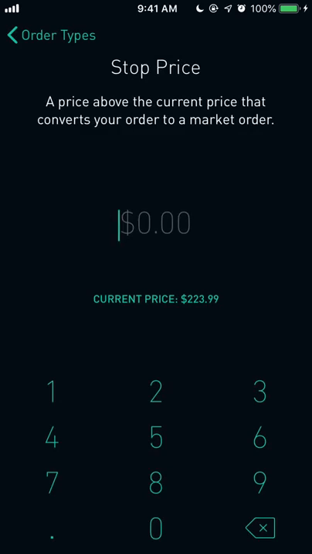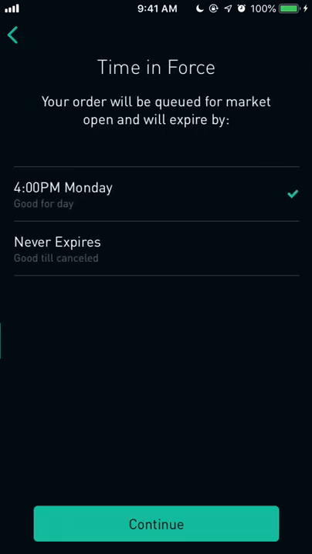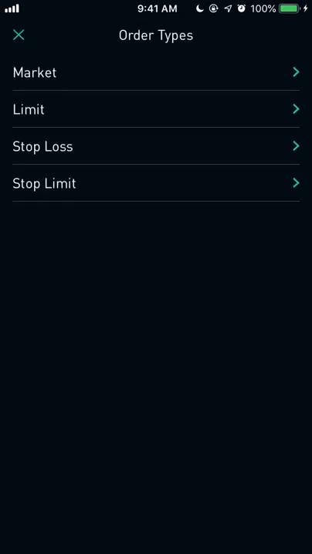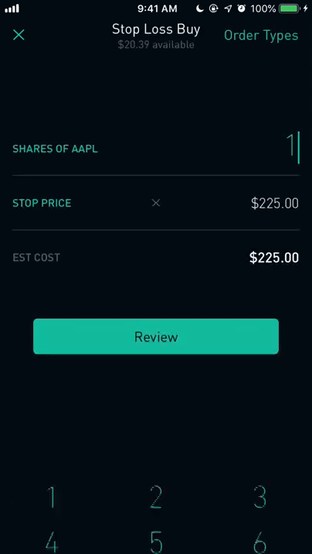And this one I actually should have done a little bit more. Once again, it's the same thing. You got to click it twice though, continue, and then it will go through. So those are all the order types in terms of buying. Next, I'm going to go on to the order types in terms of selling.